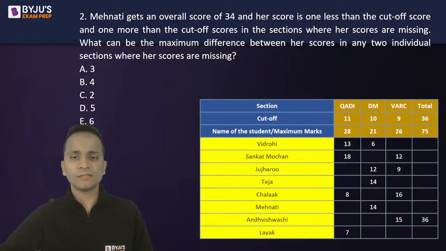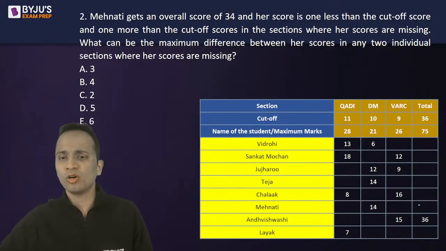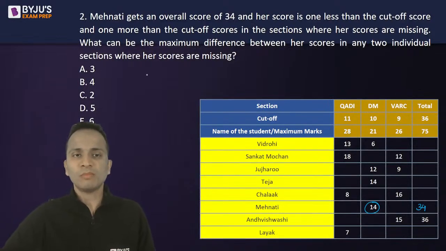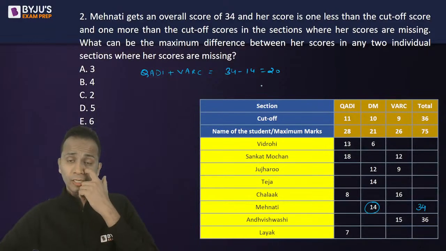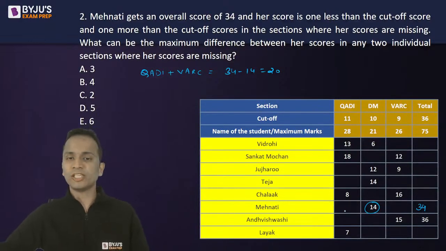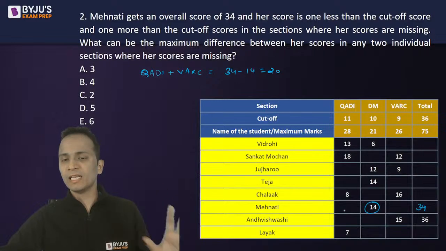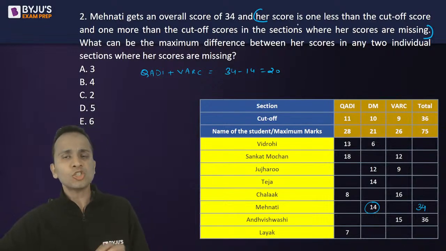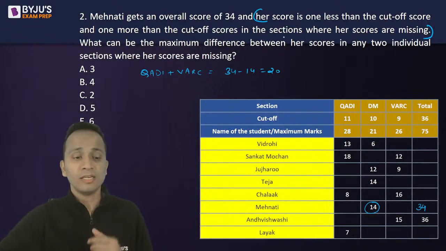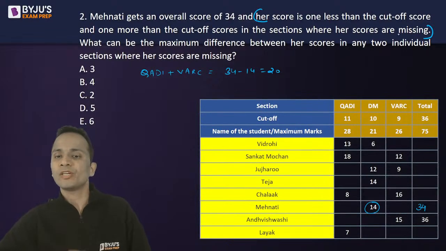Okay, let's have a look at this. The question says that Mehanti gets an overall of 34. Now her score in DM is given as 14. So the sum of the scores in QADI and VARC will be equal to 34 minus 14, that is 20. So the sum of the scores in the remaining two sections in which her scores are missing is 20. Okay? Is that clear? Now further look at this part of the question. Her score is one less than and one more than the cutoff scores in the sections where her scores are missing.